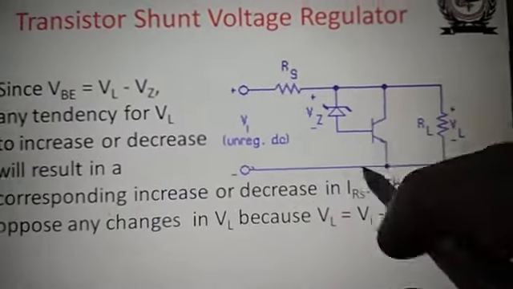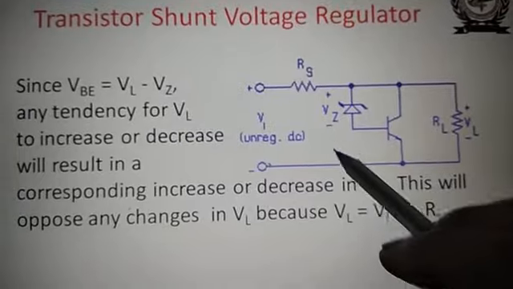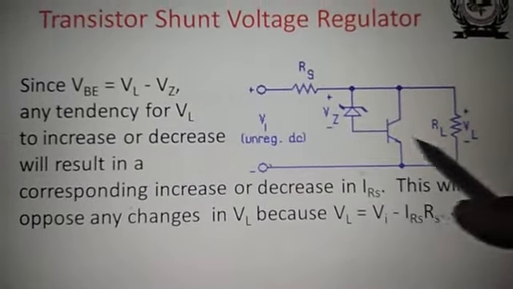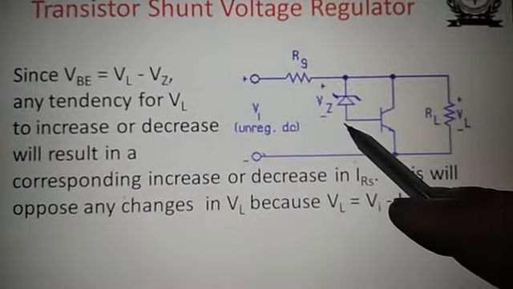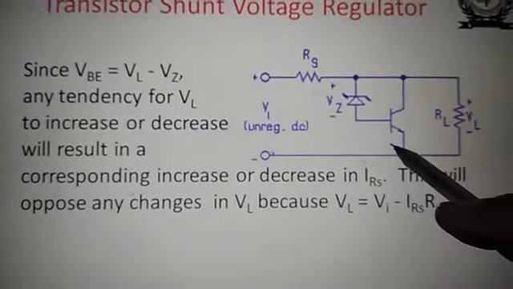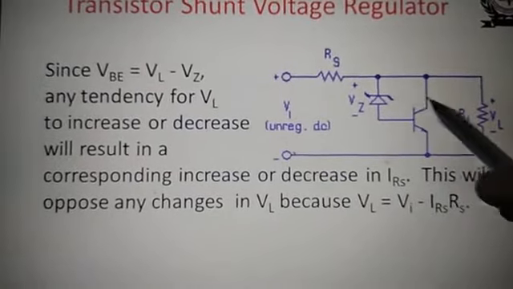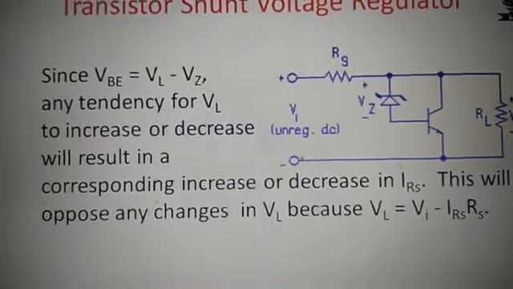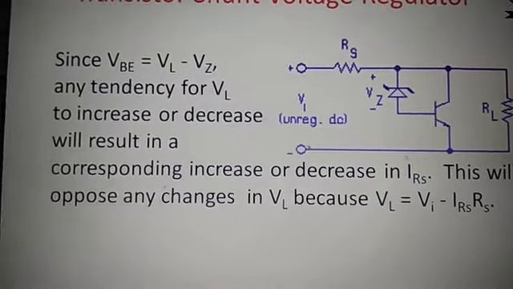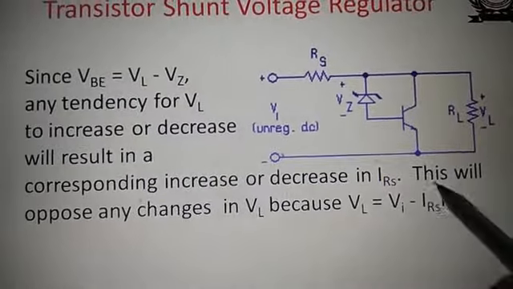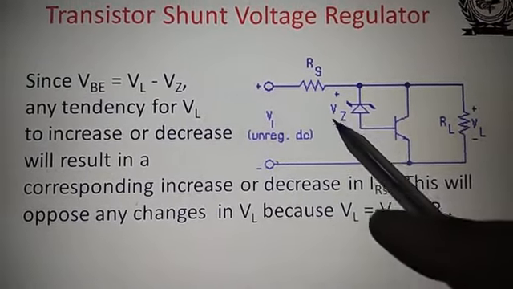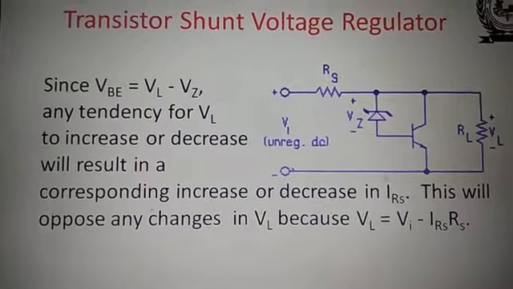Again here, since VBE is equal to VL minus Vz, this is the VL here and this is Vz. So this VBE from this to this is VL minus Vz. Any tendency for VL to increase or decrease will result in a corresponding increase or decrease in current through this RS, that is IRS.